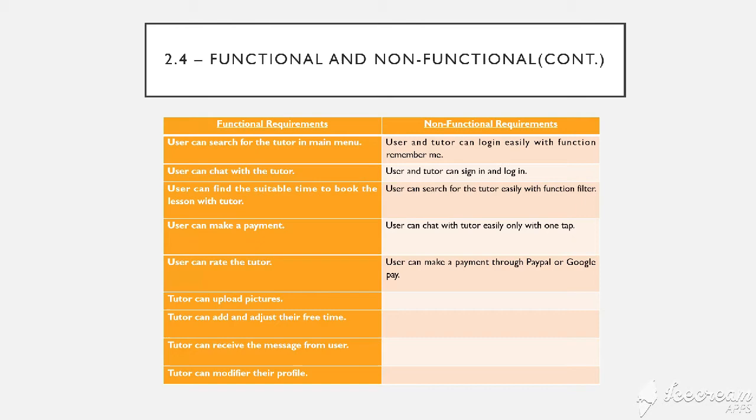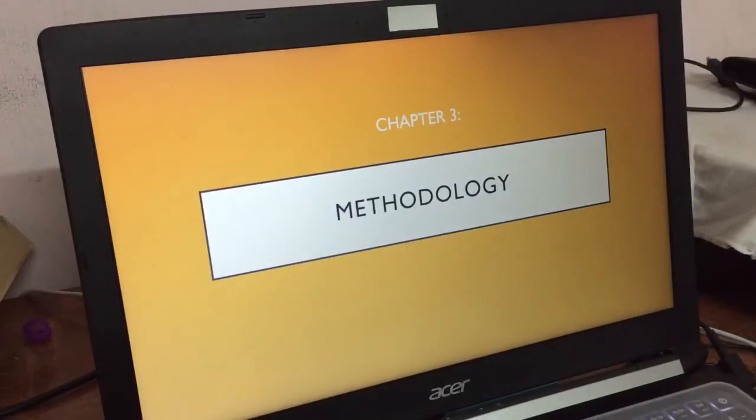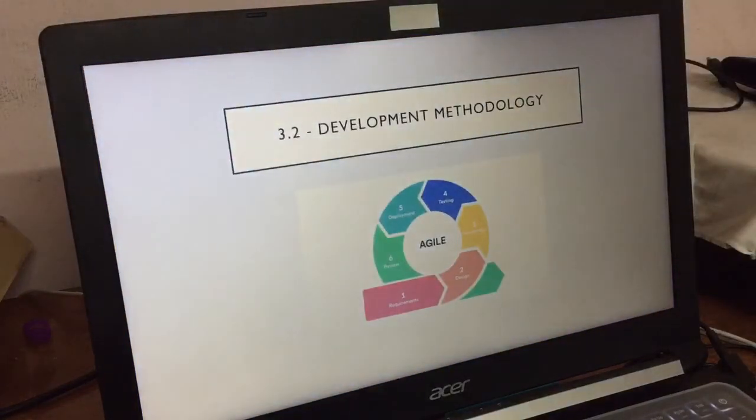Non-functional requirements. User and tutor can log in easily with the function Remember Me. User and tutor can sign in and log in. User can search for the tutor easily with the function filter. User can chat with the tutor easily with only one tap. Now I want to present methodology. The methodology that we use in our application is Agile methodology.